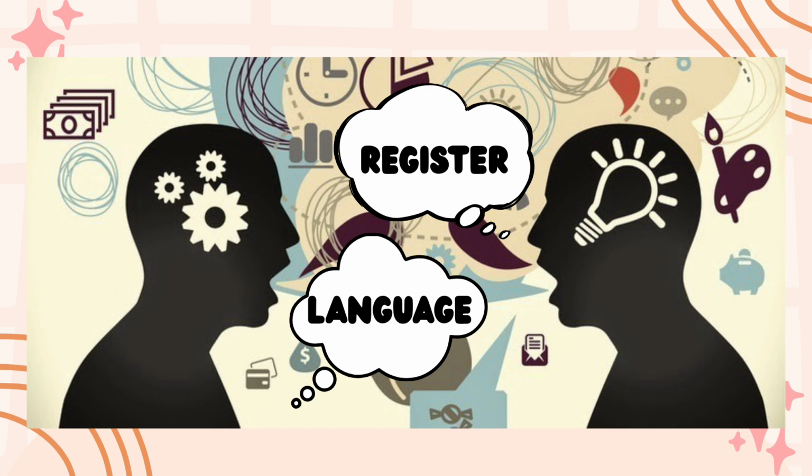Now, we will proceed to language register. There are three dimensions of it. Number 1 is field of discourse. Number 2 is tenor of discourse. And number 3 is mode of discourse. So let's talk about the first dimension.